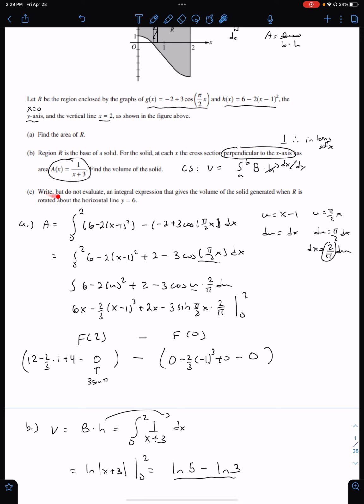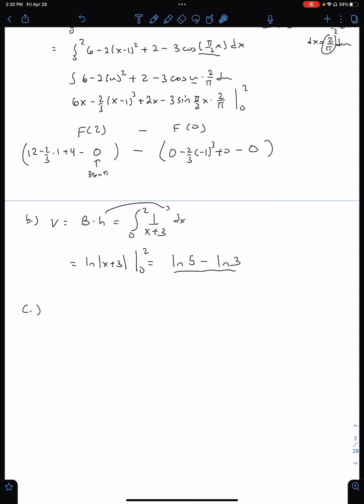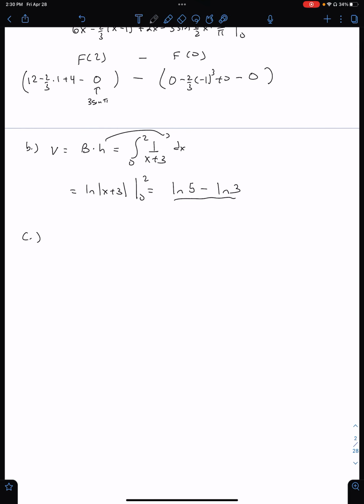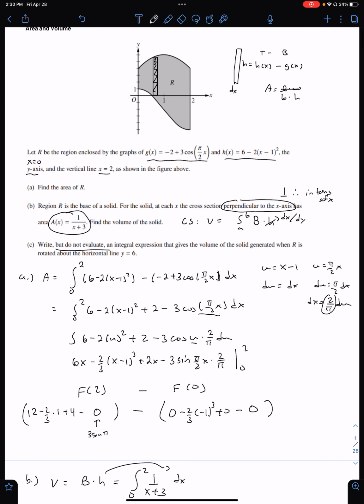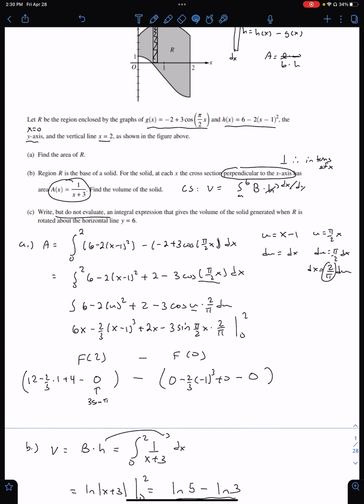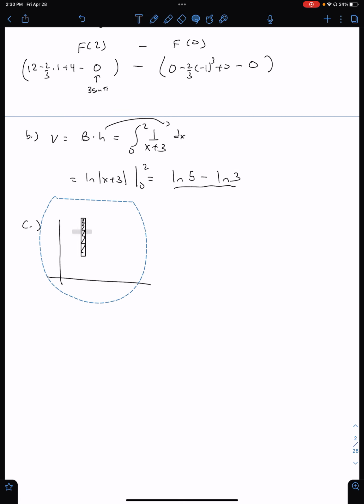Write my favorite phrase, do not evaluate. Do not evaluate an integral expression that can give the volume when the region is revolved about the line y equals 6. This is our washer method. So I'm going to go ahead and redraw it just so we can see it a little bit better. Let me make sure I got it down here. If I can copy this. Ready? Copy. Let's see, will this work? Paste. Doesn't work that way.